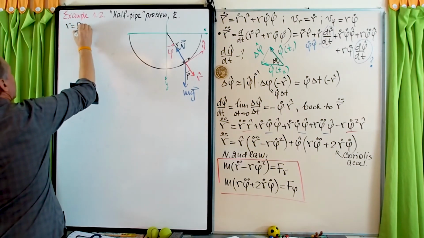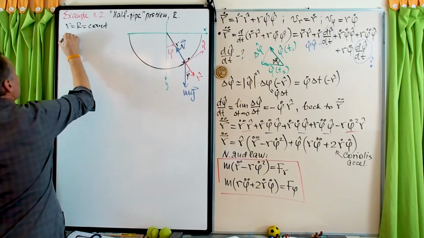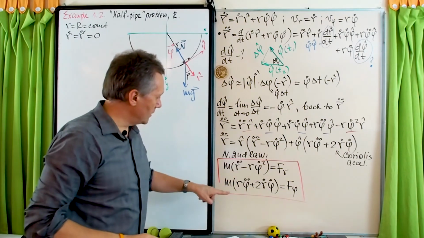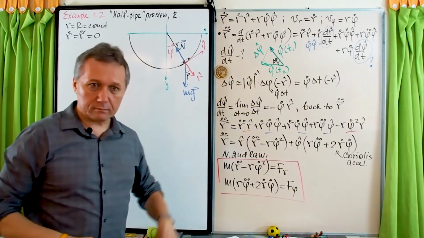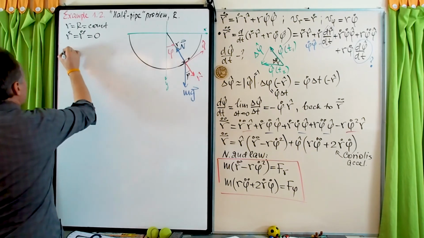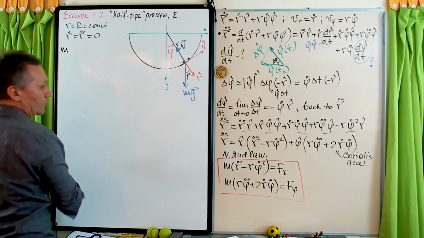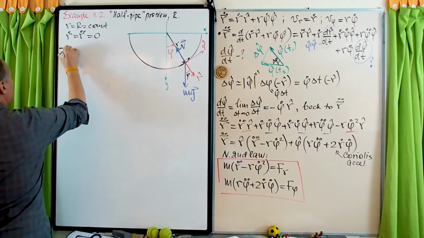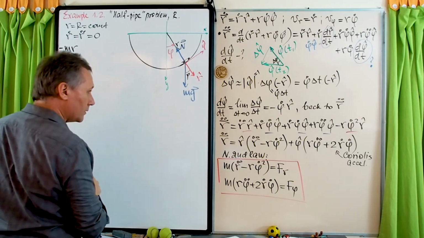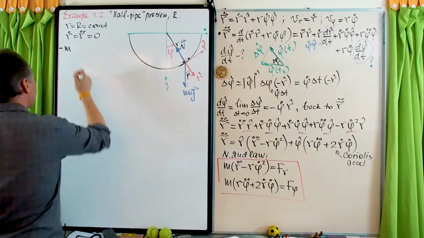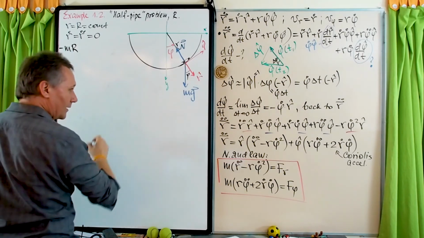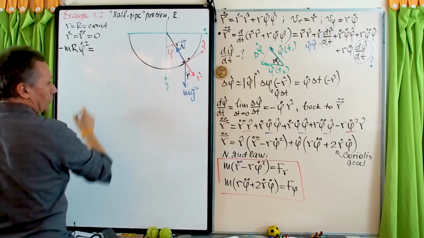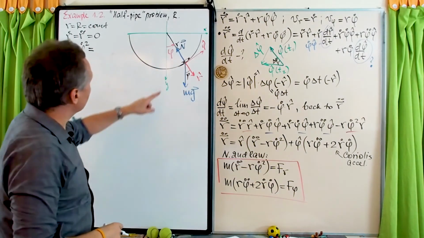R equals r capital is constant. So of course, r dot equals r double dot equals 0. So this gets evaporated. As a result, we'll have the first equation in the r direction: minus m r capital phi dot squared equals, okay, the r components of all forces.